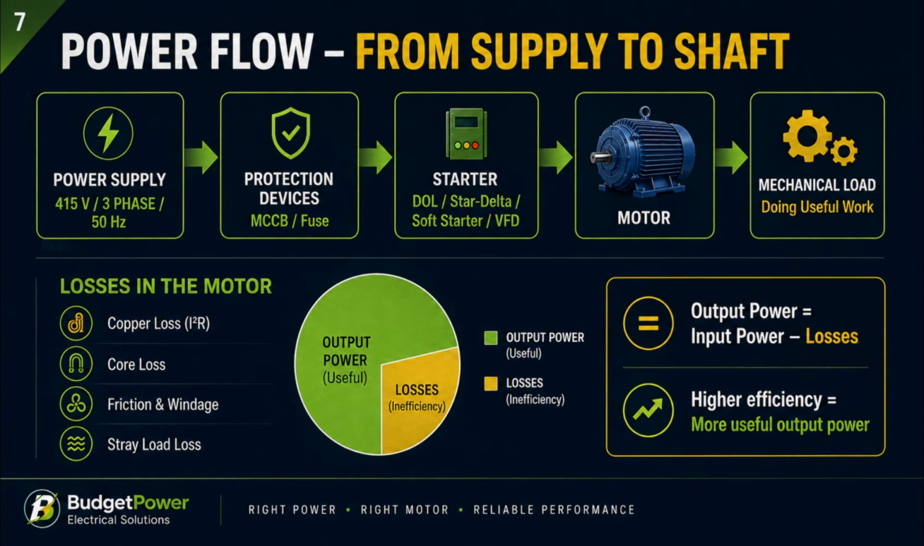Now we can connect everything together. Power starts at the electrical supply. It passes through the protection devices, then through the starter, and finally reaches the motor. The motor converts that electrical power into mechanical power, which drives the load. During that conversion, we have losses, including copper losses, core losses, friction, windage, and stray load losses. That's why the mechanical output power is lower than the electrical input power. And the better the motor efficiency, the greater the useful output we get from the electrical energy supplied.